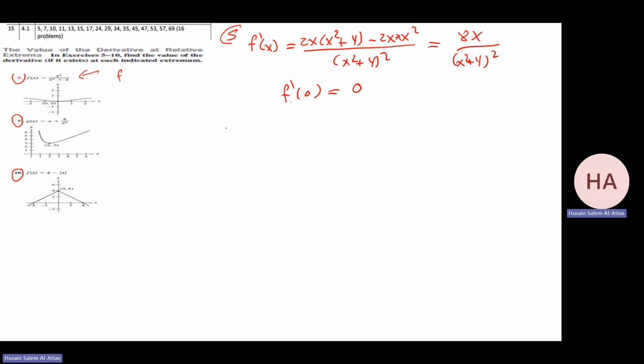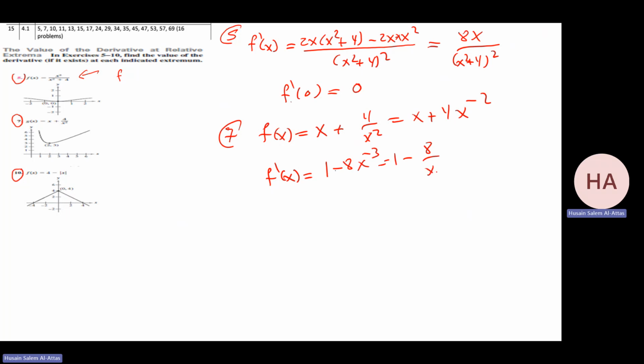Now 7, f of x is x plus 4 over x squared, which is x plus 4x to the minus 2. So f prime will be 1 minus 8x to the minus 3. 1 minus 8 over x cubed. You want to check it at 2. F prime at 2 will be 1 minus 8 over 8, which is 0, still 0.